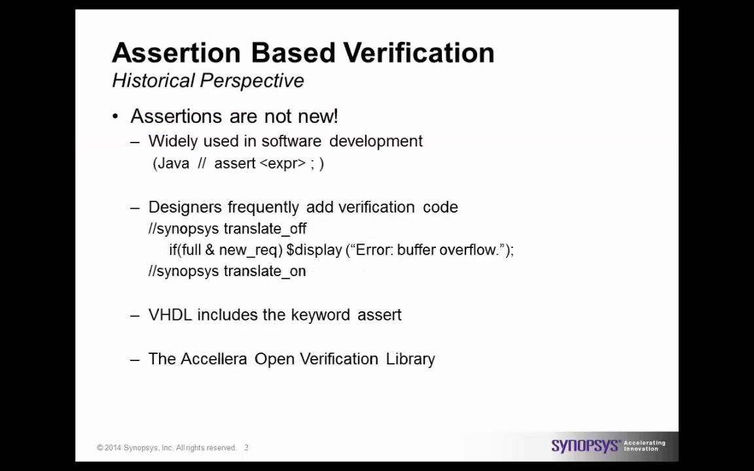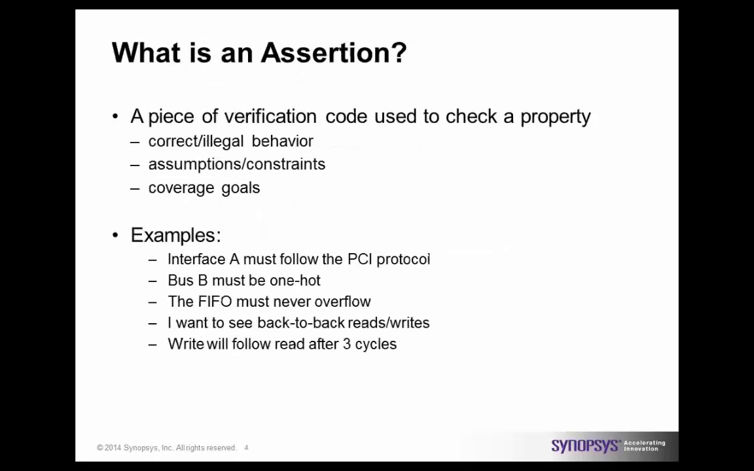So, typically assertions have been there for a long time. In the software world, they've been used purely to write some kind of a messaging. VHDL always included assert keywords. It's an open Accelera standard. Okay, so nothing new there. It's basically a conditional statement looking for certain things to happen and pass you a message whenever they do happen. Typical examples: a write will follow after 3 reads, if it happened, let me know about it. Or, any of these interfaces must follow a PCI protocol, let me know when it happens.